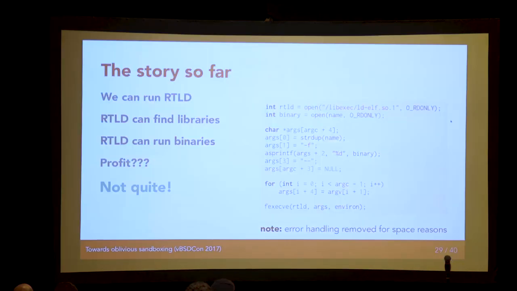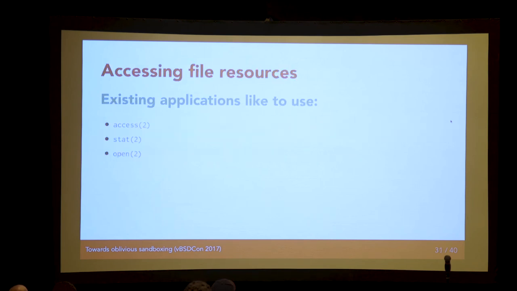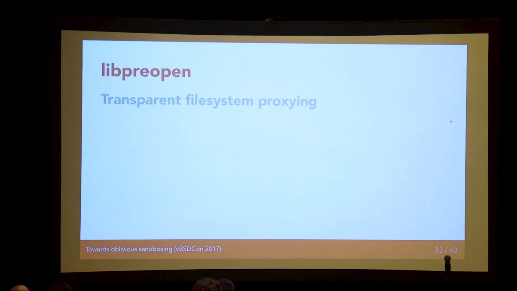Okay. So we can run echo, but of course libraries are not enough. Most programs want to have access to some other kinds of resources. So we also need to provide some support for that more traditional notion of resource access. So we want to use things like existing applications. A lot of things are not written to use access at and fstat at and open at. They use access and stat and open. None of these things are allowed because they only work in the presence of global namespaces. So we could rewrite all of our applications instead, but that wouldn't be a very oblivious way of handling things.